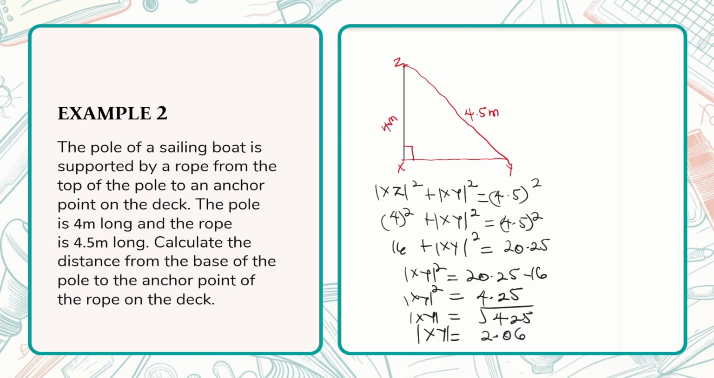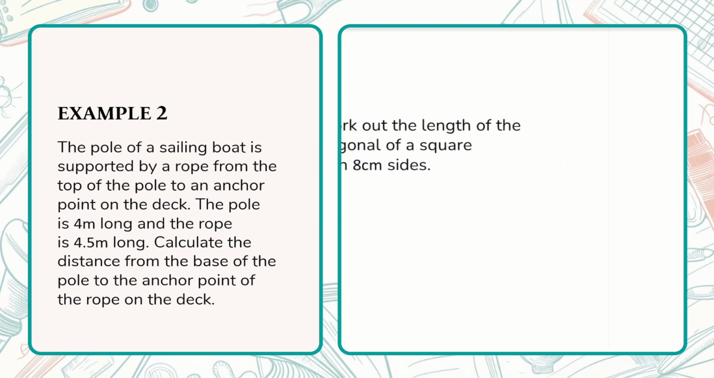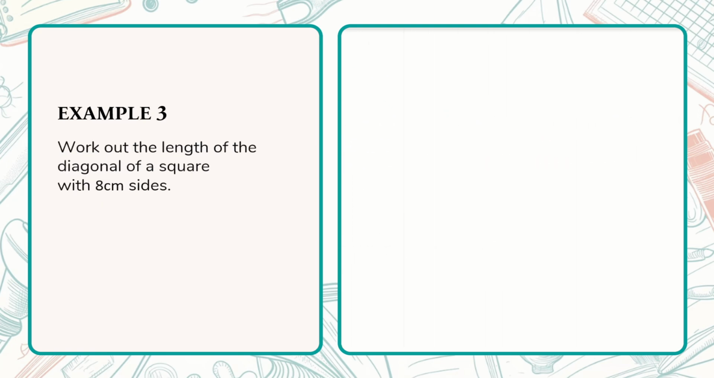Now the unit is in meters, so we'll end with meters. That means that the base of the pole, X to Y, is 2.06 meters. So these are application questions, and that is how you go about solving them. Now let's consider this one as well.